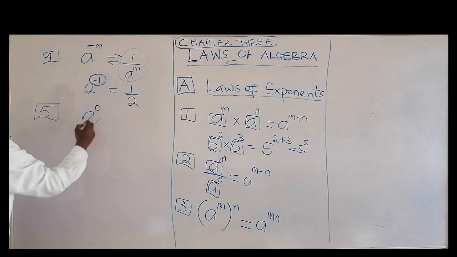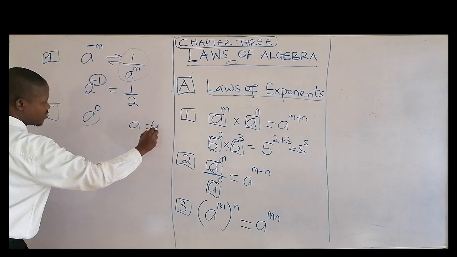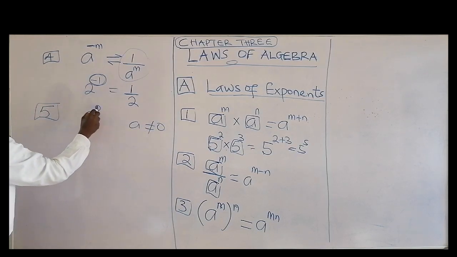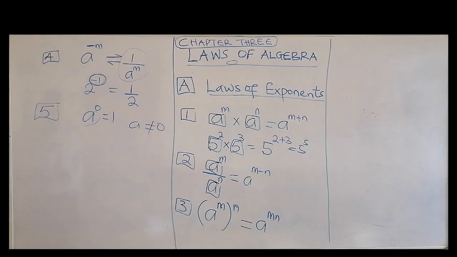The fifth law is anything to the power of 0. Any base which is not 0, in this case now, a is not equal to 0. Anything to the power of 0 is what? Is 1. Condition, your base must not be what? Must not be 0. Okay?